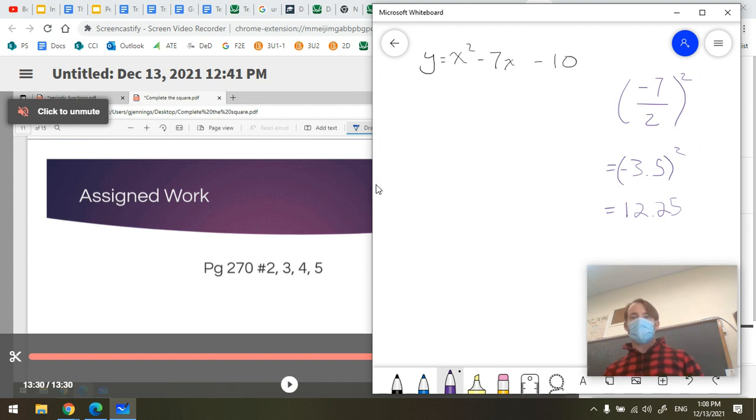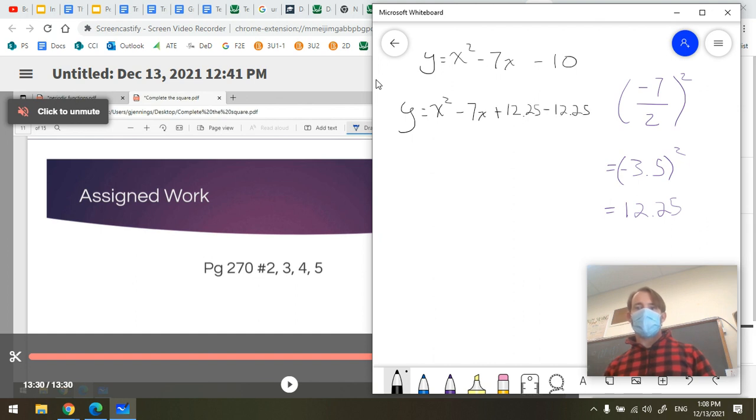So let's take a look at what happens when we add this and subtract this from the equation. We're going to have y is equal to x squared minus 7x, and then I'm going to add 12.25 and subtract 12.25. And then I still have to subtract this -10.